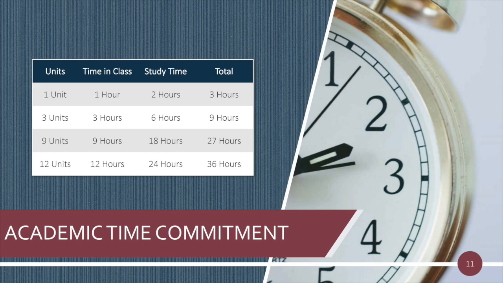For a 12-unit load, the student will spend about 12 hours in class and 24 hours outside of class doing work for those classes, which is a total of 36 hours dedicated to class and academics each week. That's why a student is classified as a full-time student when they are enrolled in at least 12 units. Now, this is just an average. There may be a class you find more challenging and therefore spend more time studying, and vice versa. It's just an average to give you an idea.